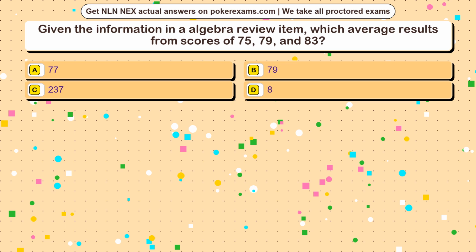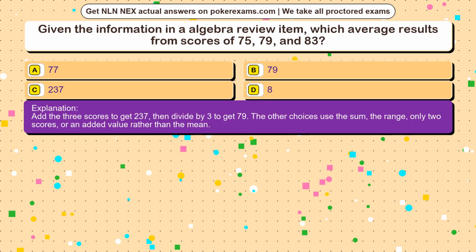The correct answer is option B. Add the 3 scores to get 237, then divide by 3 to get 79. The other choices use the sum, the range, only 2 scores, or an added value rather than the mean.